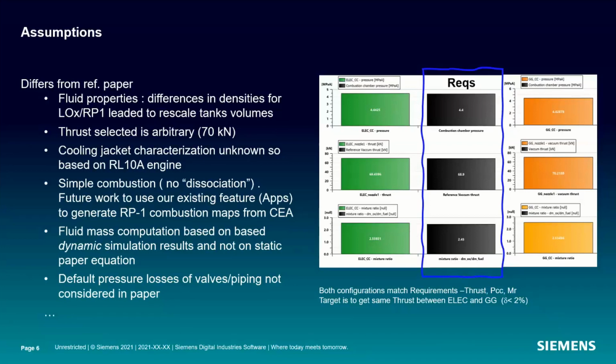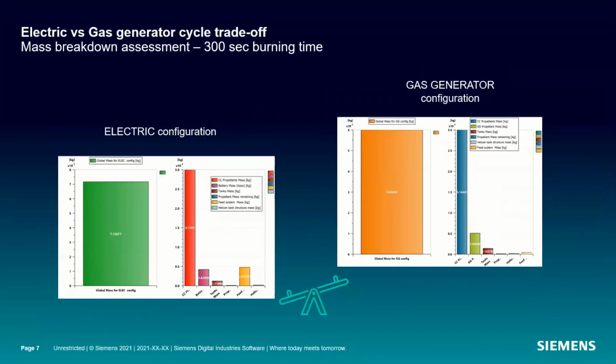But we knew that there were specific requirements. The requirements had a combustion chamber pressure that we needed to keep in megapascals atmosphere. We had different thrusts that we had to keep, right? That's 68.9. And we had a specific mix ratio of the oxidizer versus the fuel. So both configurations, you'll see we're able to meet those requirements, but there might be a little bit of difference from target. We try to keep that within less than 2%.